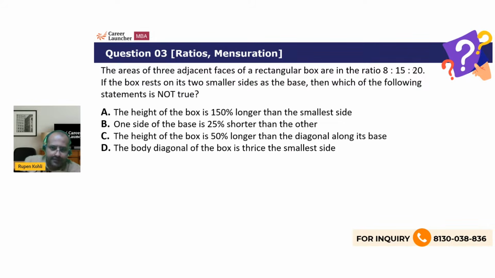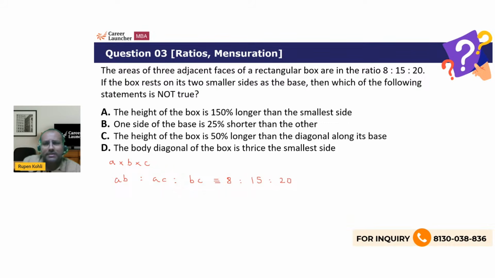Well, let's dive in. Let's say that the dimensions of the rectangular box are x cross y cross z, or let me put it any which way, a cross b cross c. A, b, c are the dimensions, right? So a into b will be one of the areas, a into c will be another area, and b into c will be another area. These three areas are given to be in the ratio of 8 is to 15 is to 20. So this is equivalent to that ratio of 8, 15, 20.